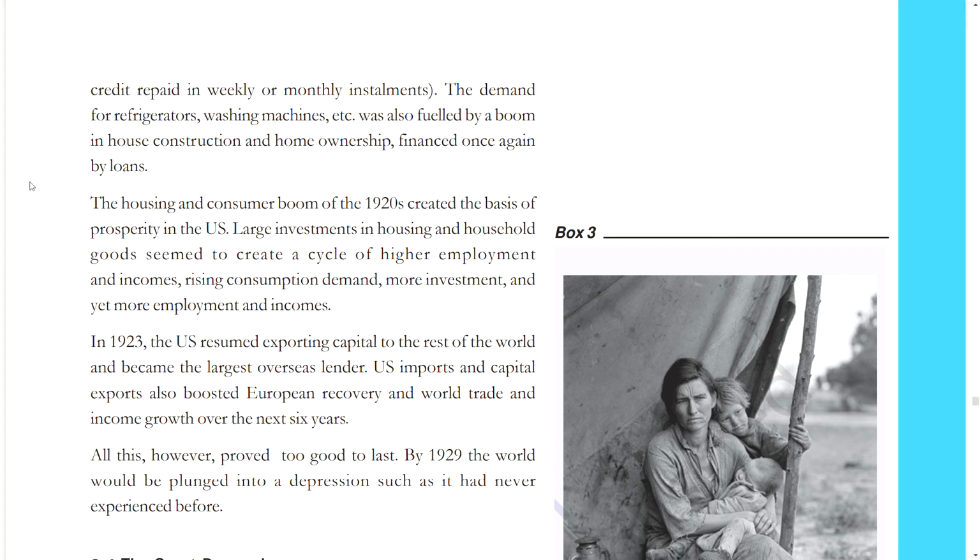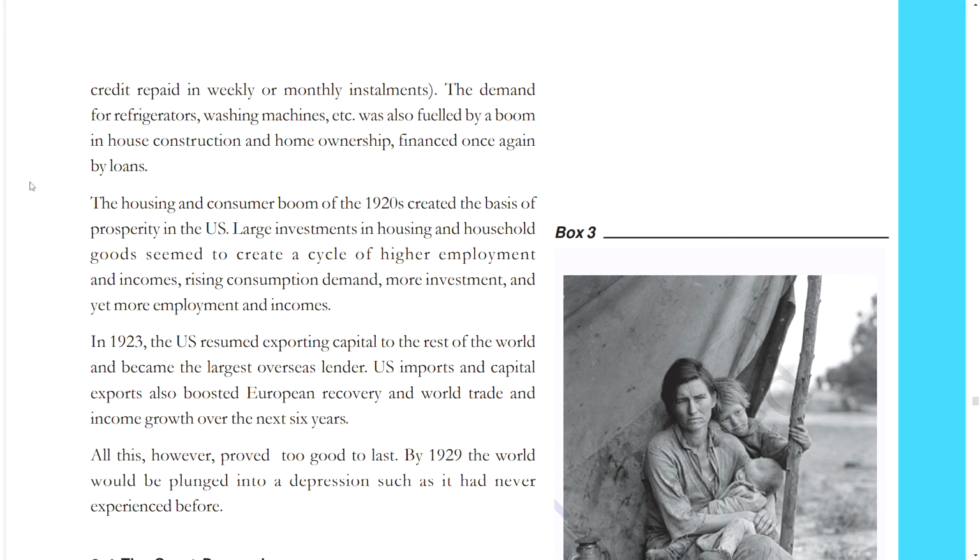The demand for refrigerators, washing machines, etc. was also fueled by a boom in house construction and home ownership, financed once again by loans. The housing and consumer booms of the 1920s created the basis of prosperity in the US. Large investment in housing and household goods seemed to create a cycle of higher employment and incomes. Rising consumption demand meant more investment and yet more employment and incomes.